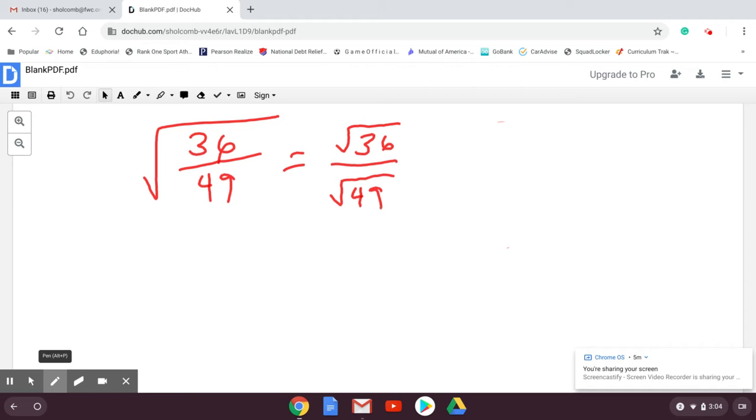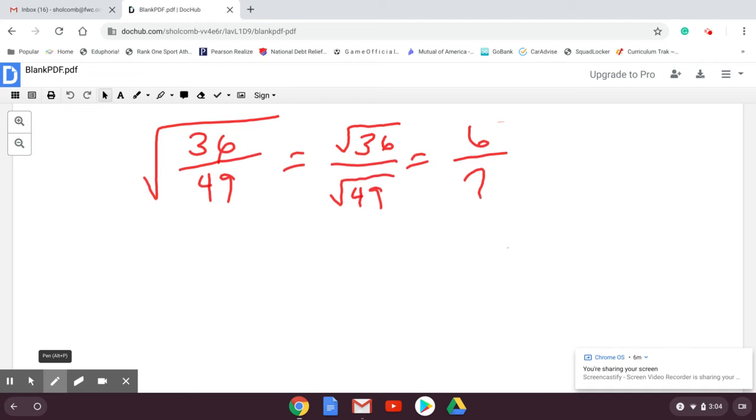So this becomes a pretty easy problem because the square root of 36 is 6. The square root of 49 is 7. 6/7 is the square root of 36/49. Okay? So not too bad, but it's when you're simplifying those that these become a little bit more difficult.